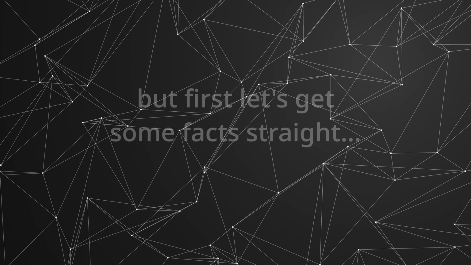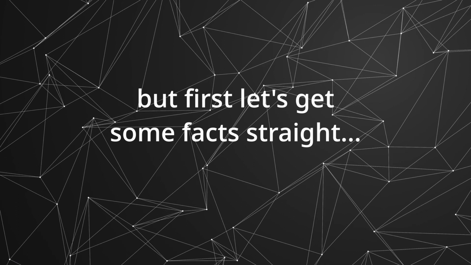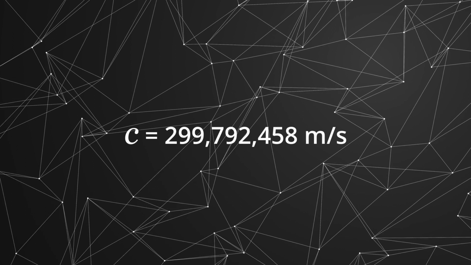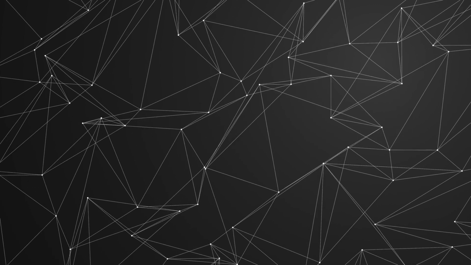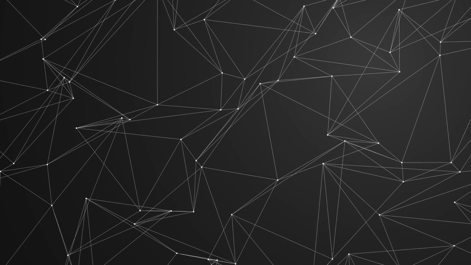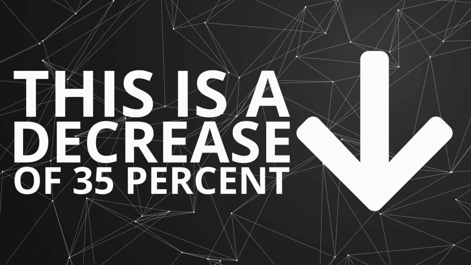Before we go on, though, we need to anchor our understanding on some common facts. The speed of light in a vacuum is almost 300 million meters per second. The speed of light in glass fiber is a bit under 200 million meters per second. Still pretty fast. But it is a decrease of just around a third.